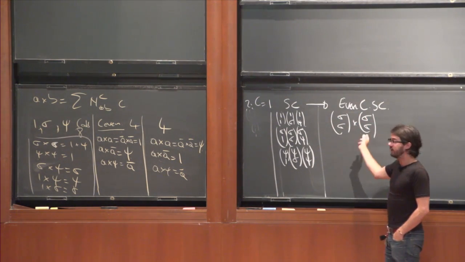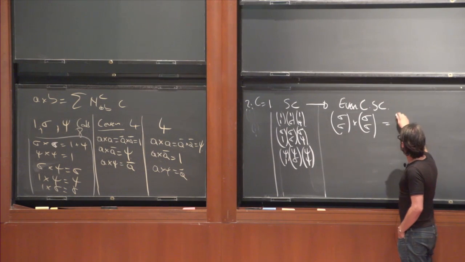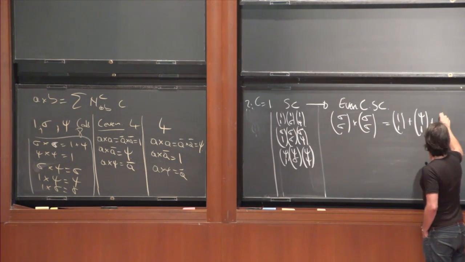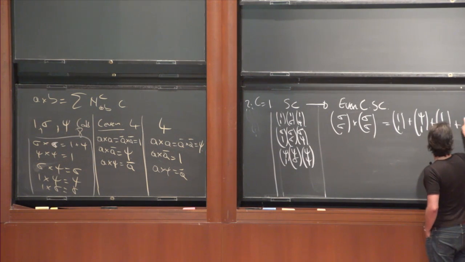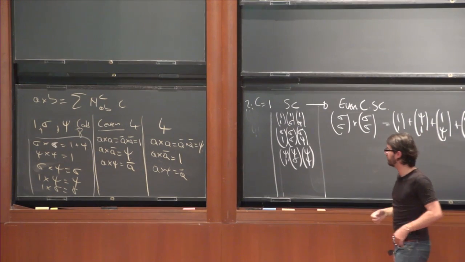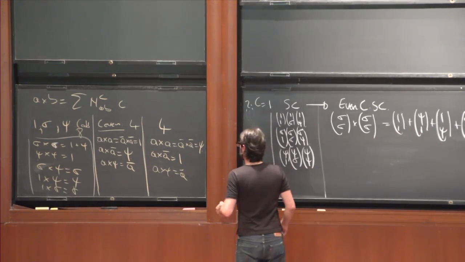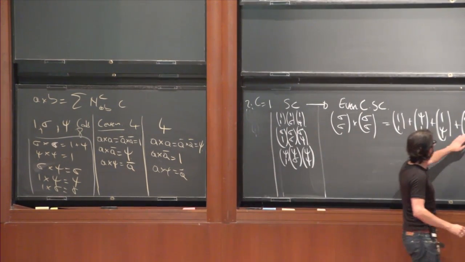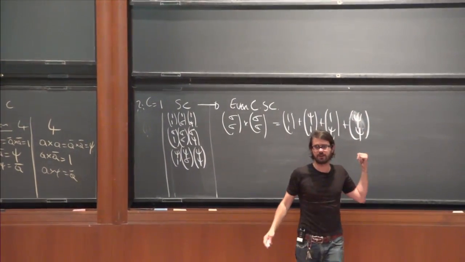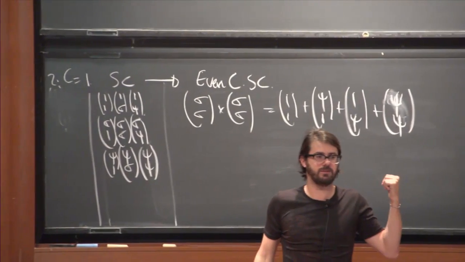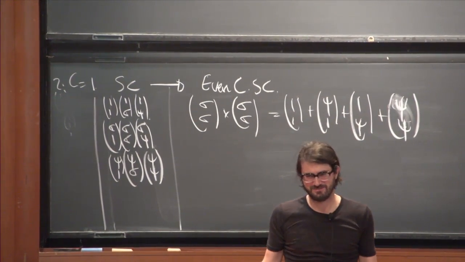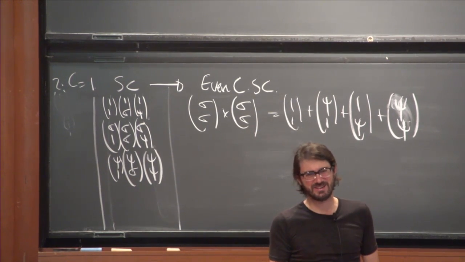You fuse them independently in each layer, and this gives you 1, 1 plus psi, plus 1 psi, plus sigma sigma. Sorry, plus psi psi, what am I talking about? Dyslexia. Okay, does that make sense? Is it clear that that's what it gives? Is it clear or not?